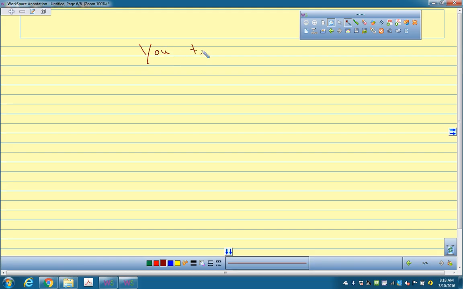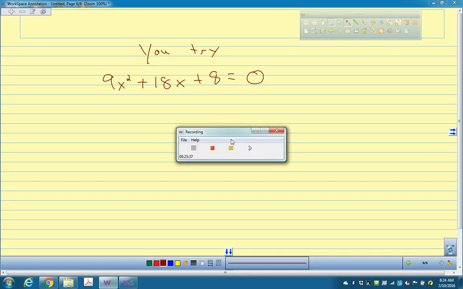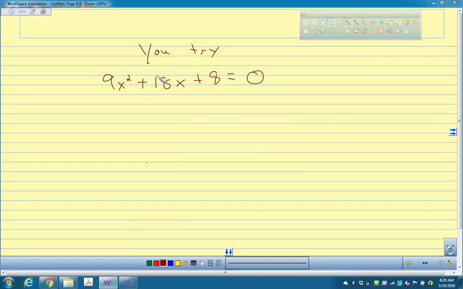Okay, so we're going to do a You Try. Last You Try. 9x squared plus 18x plus 8 equals 0. You can talk it through with the person next to you if you don't know what to do, but see what you could come up with. First step, most of you got, is to subtract 8 from both sides, right? Most of you did that? Okay? 9x squared plus 18x equals negative 8.